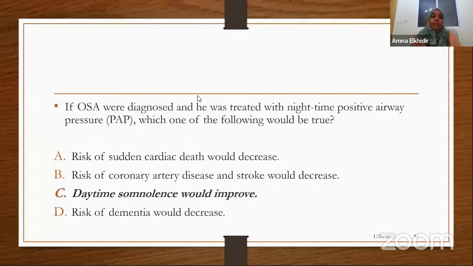Yes, the correct answer is C. Daytime somnolence would improve. Actually, there is no data on the other options. The treatment of sleep apnea would decrease the risk of sudden cardiac death or coronary artery disease.